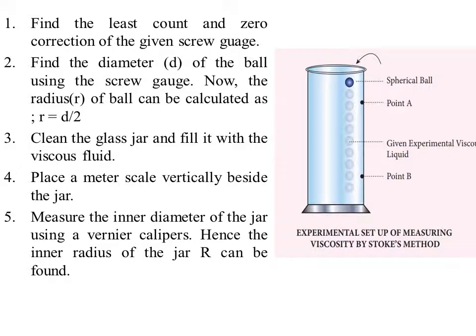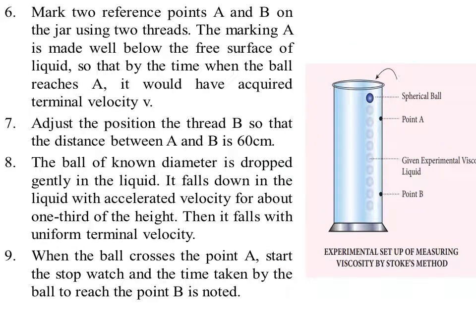First, you have to find out the radius of the ball, and then determine the distance in the liquid, point A and point B, as marked in the diagram. Drop the spherical ball and measure the time taken by the ball to travel the distance from A to B, and measure the distance between A and B. Measure the inner diameter of the jar using vernier calipers. Mark 2 reference points. Find the terminal velocity.